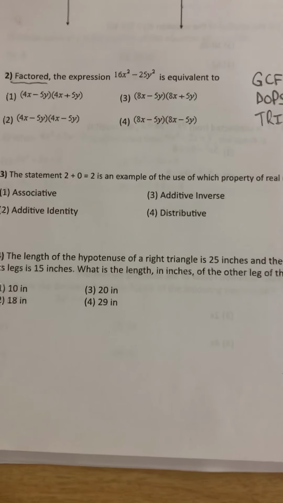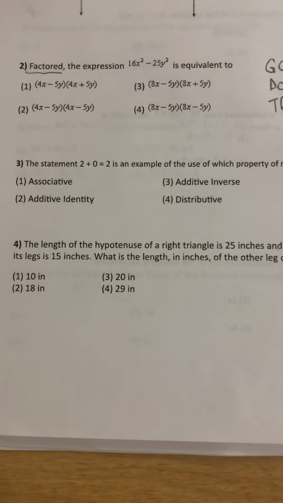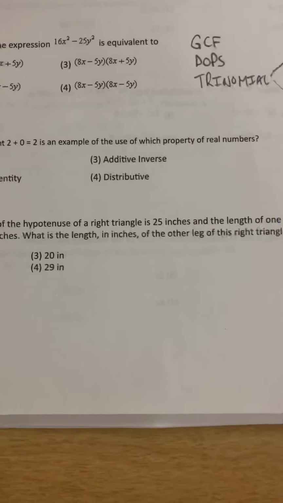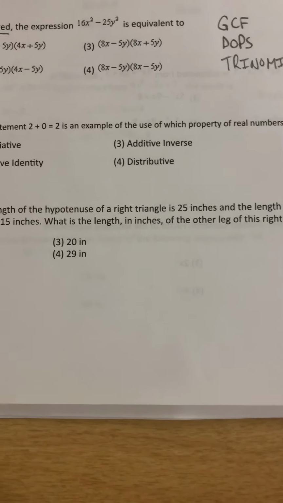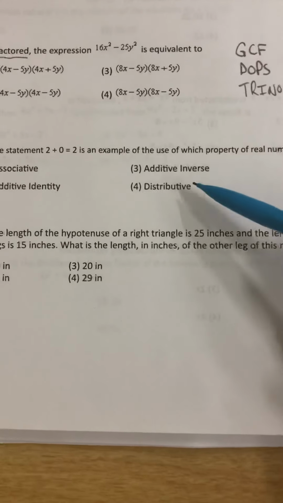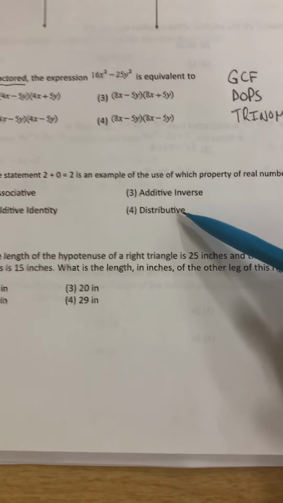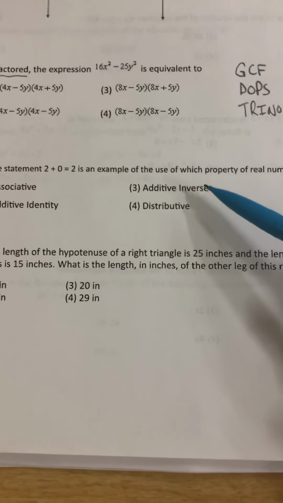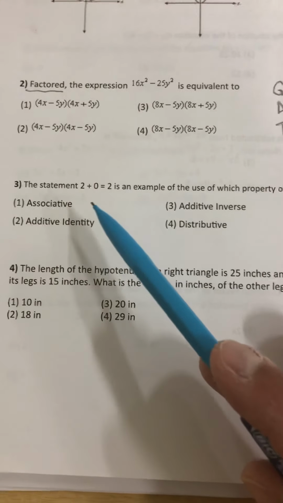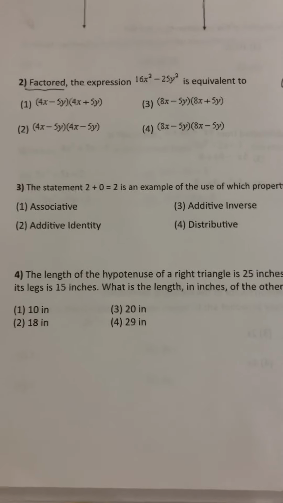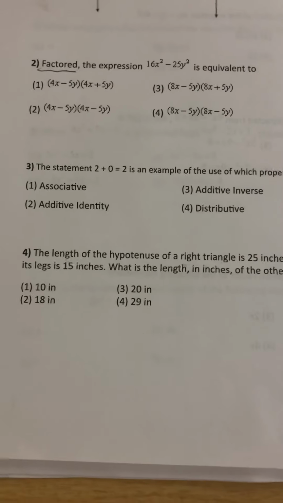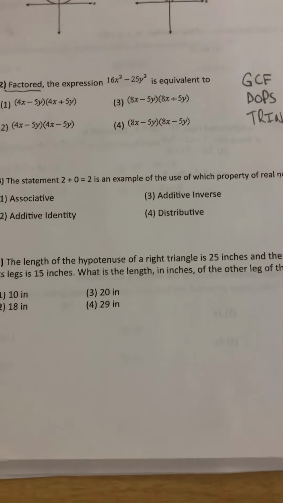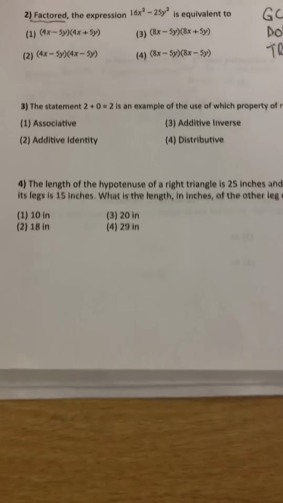Next thing we have is a property. It says the statement 2 plus 0 is an example of which property of real numbers. Okay, so distributive, that usually has to do with parentheses and then either addition or subtraction. Additive inverse, which should be the opposite. Associative, which would be two terms where the order does not matter when it comes to addition or multiplication. And then the additive identity. The additive identity is what you can add to a number to get that identity.